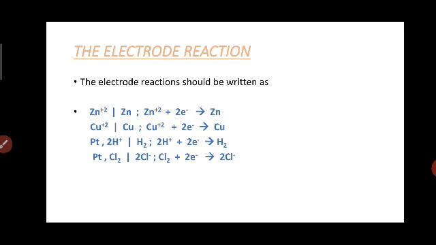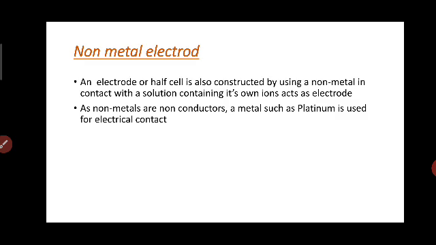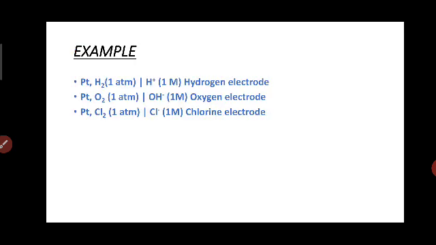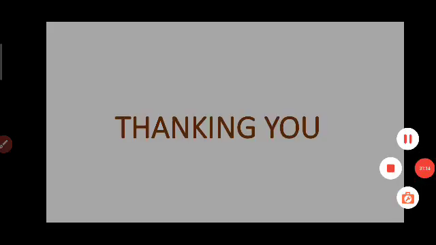And some more electrodes we have to represent in the form of Zn2+ to Zn, Cu2+ to Cu, platinum, so metallic electrodes and non-metallic electrodes. Non-metal electrodes are the hydrogen electrode, oxygen electrode, chlorine electrode. And in further classes we will learn about the galvanic cell, cell representation, cell reaction, and electromotive force, and how we calculate the electromotive force.